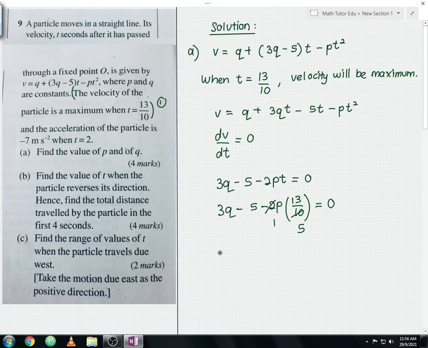So from here you get 3q minus 13 over 5 p equals 5. So this negative 5 from the left hand side, I literally move it over to the right hand side, guys. So from here this will be our equation number 1. So let me label this as equation number 1.